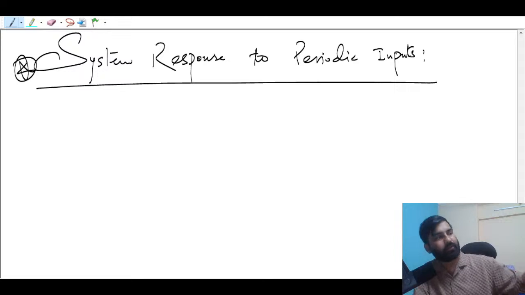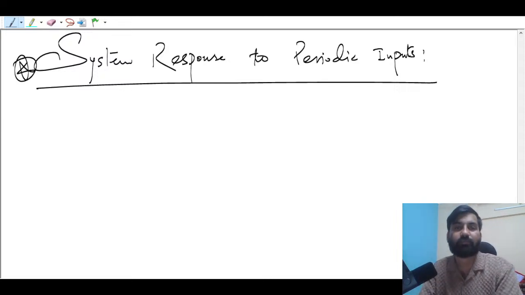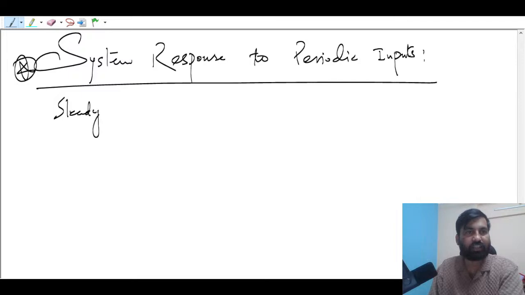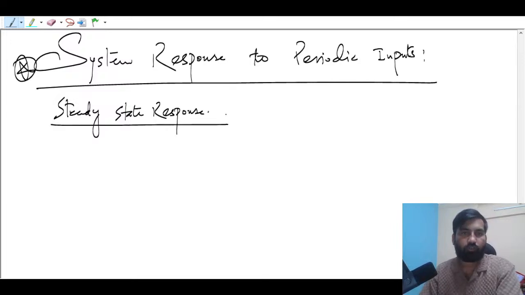Remember, whenever any input that is periodic is given, and you're trying to find the output of the LTI system, that is called the steady state response. What do we call it? Steady state response. This is an important question every year, it always comes, steady state response of an LTI system. In fact, I have covered it in the basics also, okay.